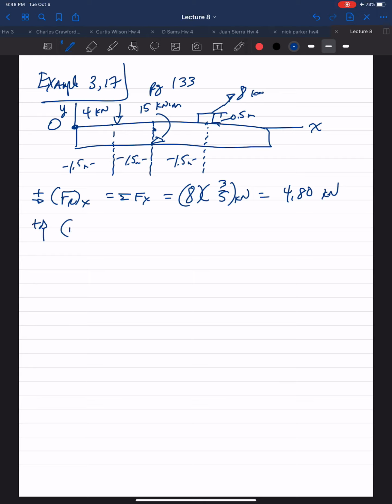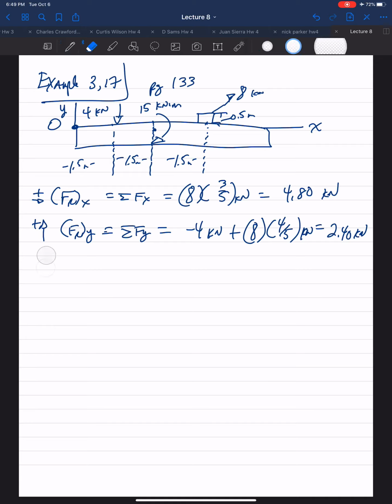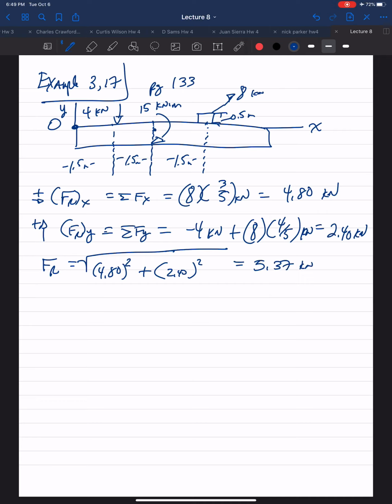For the y component of my resultant force, it's the sum of all my forces in the y direction. The 4 kilonewtons is in the negative y direction, so it's minus 4 kilonewtons plus the 8 times the 4/5 slope triangle ratio. This gives you 2.4 kilonewtons. So, calculating the magnitude of the resultant force: the square root of the x component squared plus the y component squared. Theta.